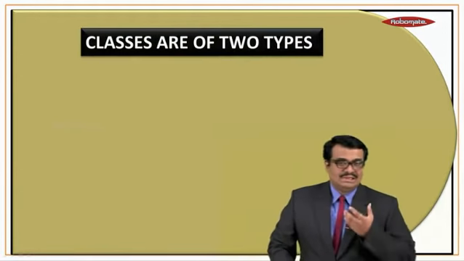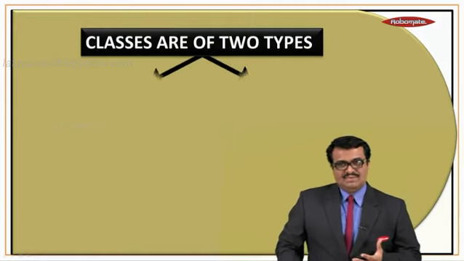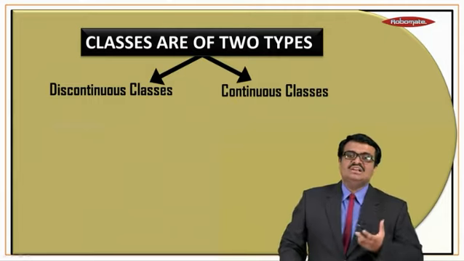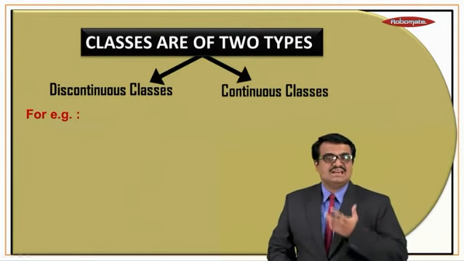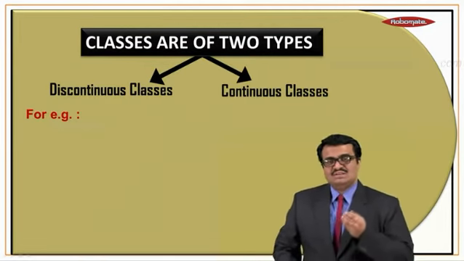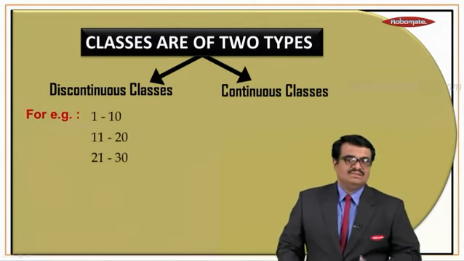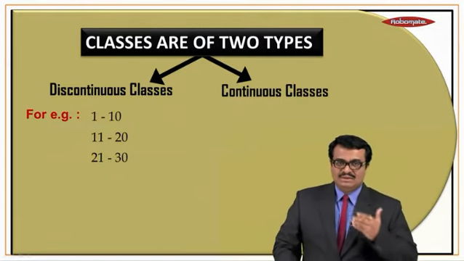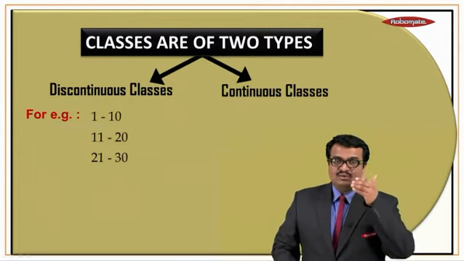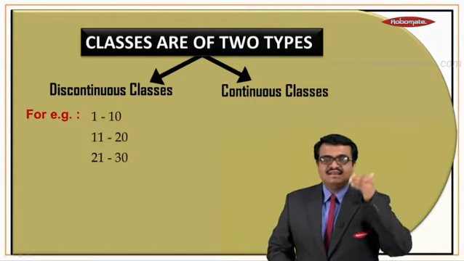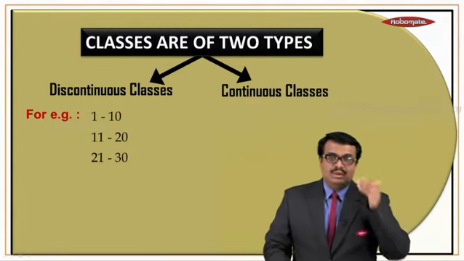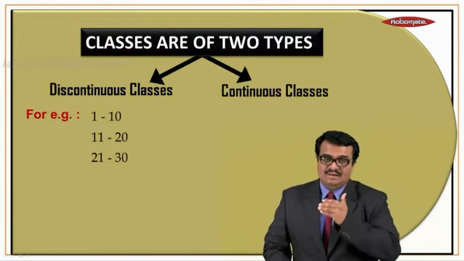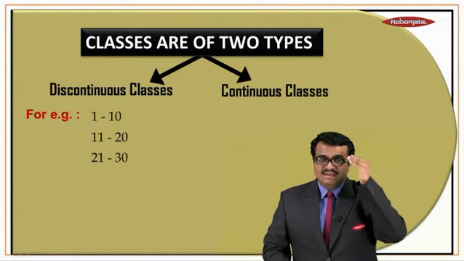Now, coming to classes. Classes are of two types. The first type is called discontinuous class and the second is called continuous classes. Okay. Coming to discontinuous classes, how they look. For example, you can see the first column 1 to 10, 11 to 20, 21 to 30. Where the first class ends, 1 to 10, it ends at 10. The second doesn't start from 10, it starts from 11, 11 to 20. The second ends at 20. The third doesn't start from 20, it starts from 21. So can you see there is a break, there is a discontinuity here.